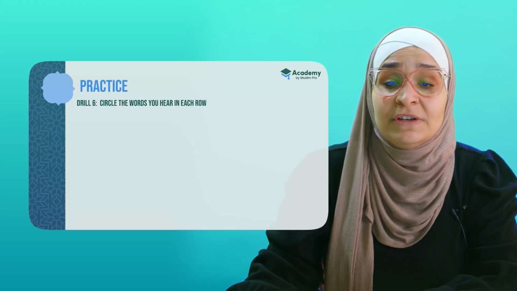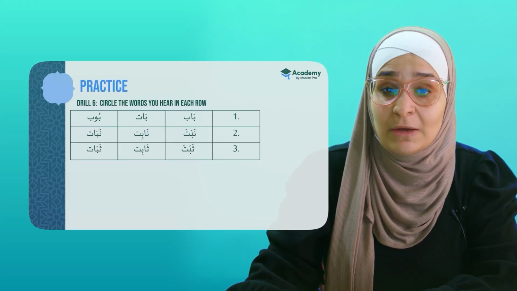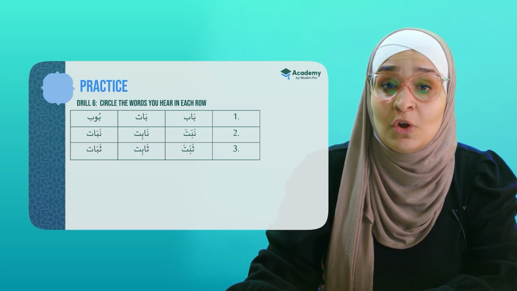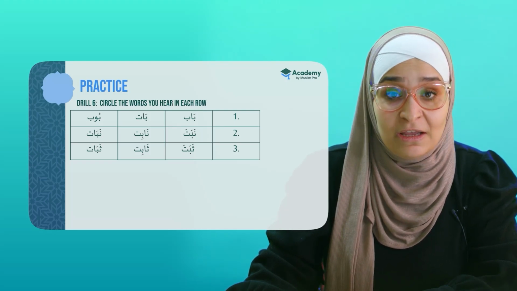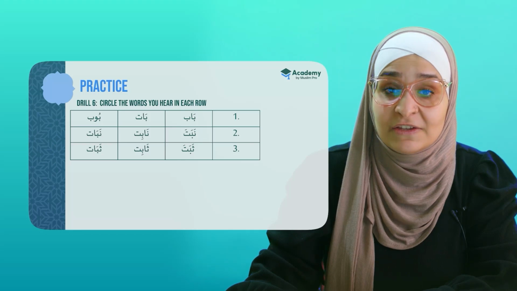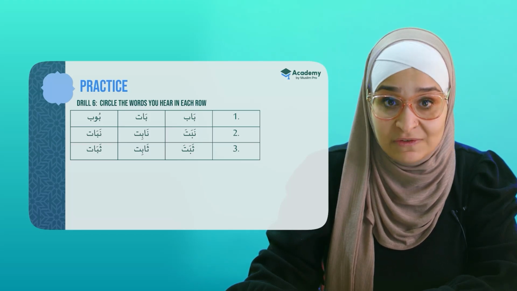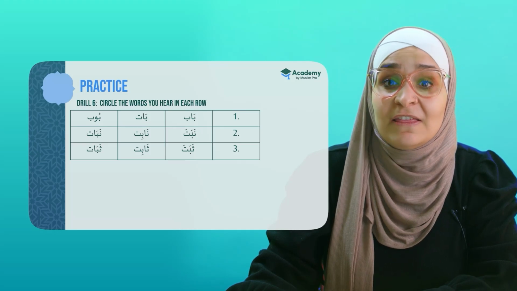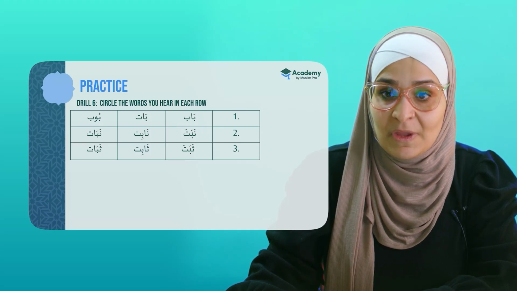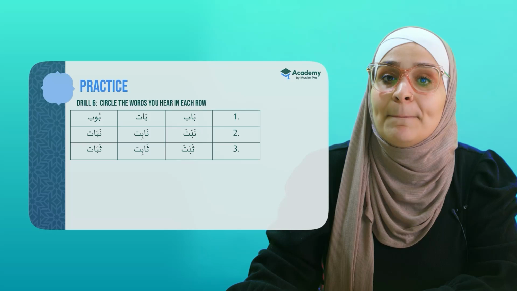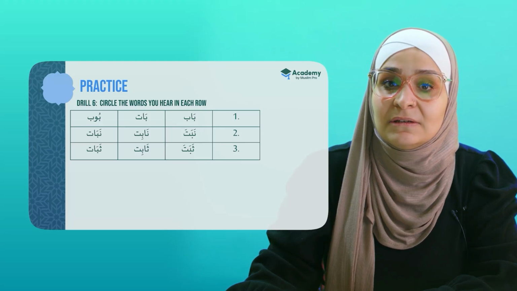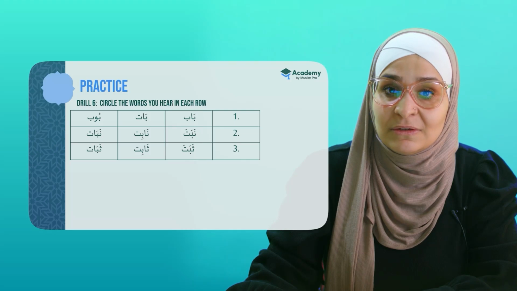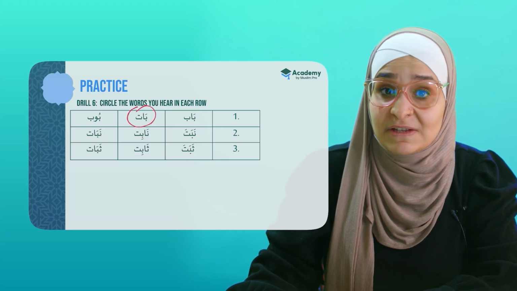I will read a word from each row in this table, and you will have to know which word I'm reading. Then you will see a highlight on which word I read. So look carefully, listen carefully, and then decide. First row. Bat. Correct. It's the second word.